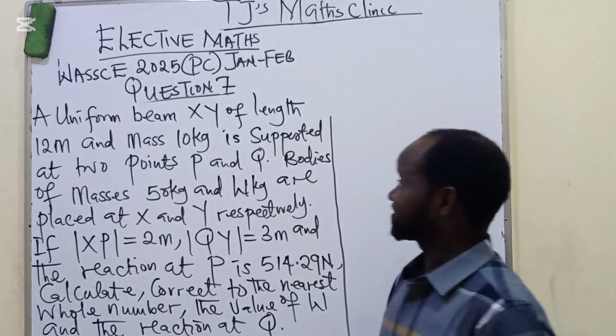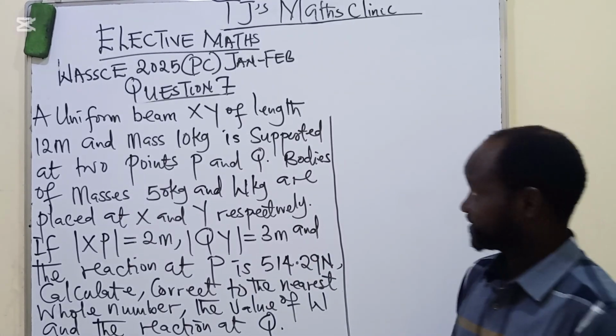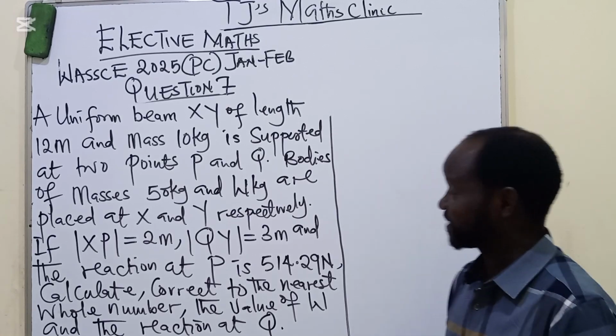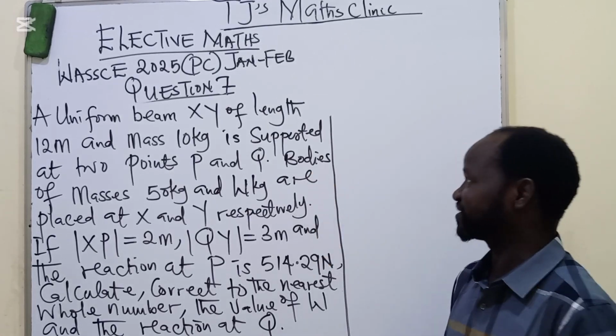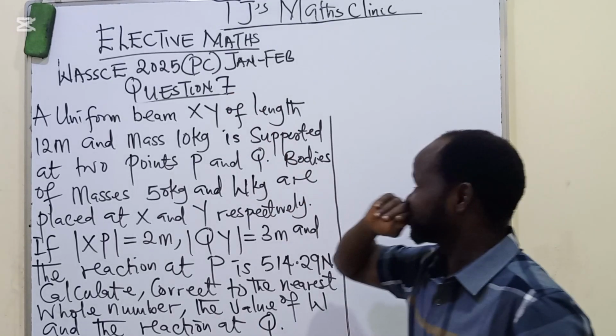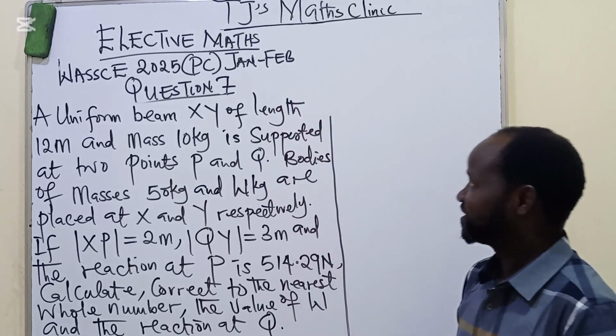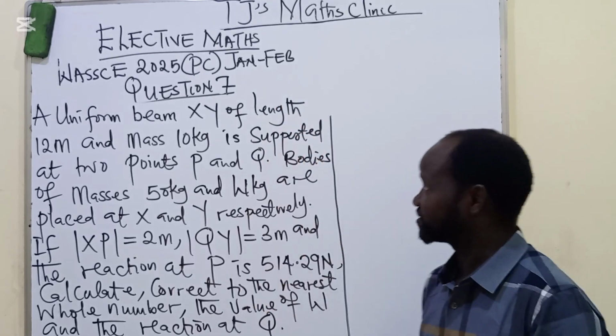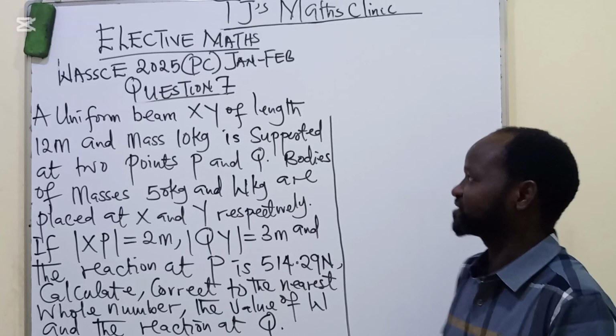Let's consider this question from Elective Mathematics, that is Further Mathematics, from WASSCE 2025 for private candidates. This is January-February. With us here is question 7.